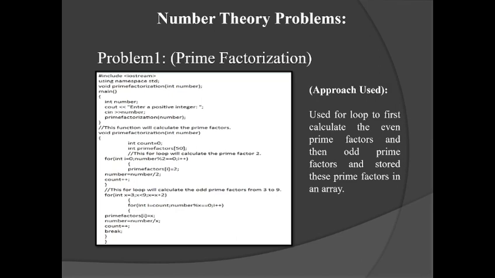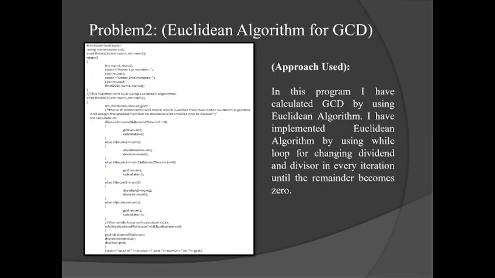Now we will move to problem 2, which is to find the GCD, greatest common divisor, using the Euclidean algorithm. In this program, I have calculated the GCD by using the Euclidean algorithm. I have implemented the Euclidean algorithm by using a while loop for changing the dividend and divisor in every iteration until the remainder becomes 0.